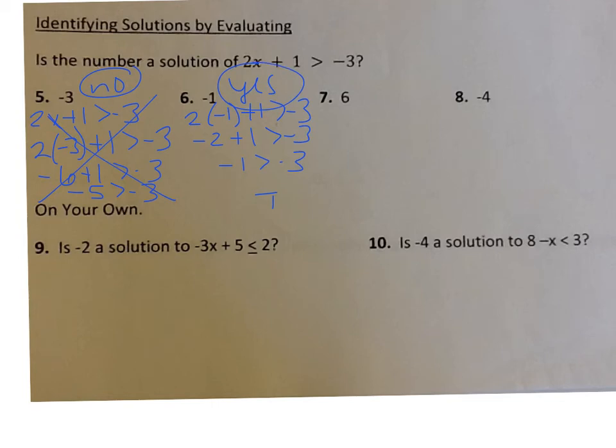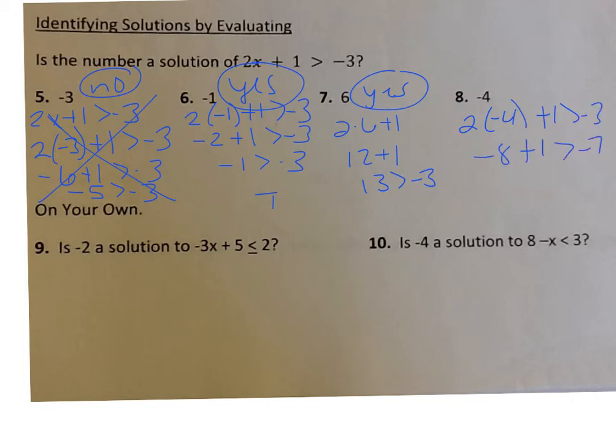Go ahead and pause the video and do number 7 and 8. All right. 2 times 6 plus 1 is 12 plus 1, which is 13, and that's greater than -3. So number 7 is yes. 2 times -4 plus 1, is that greater than -3? -8 plus 1 is -7, which is not greater than -3, so no. All right, go ahead and do 9 and 10.